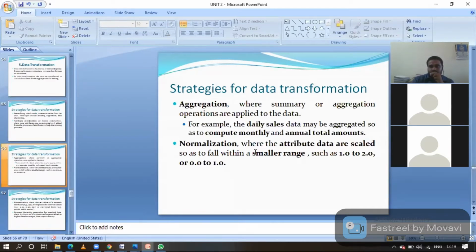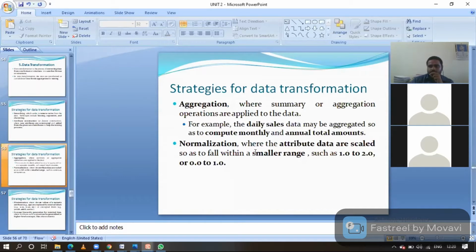Suppose the rankings are from 1 to 100, and I want to scale them to another range, for example from 0 to 1. At that time, the technique we have to use is normalization, guys.